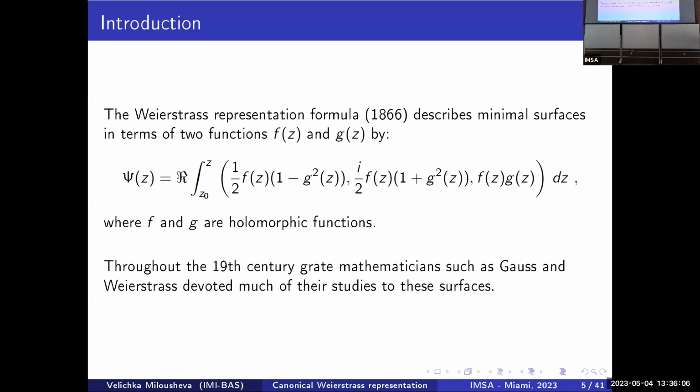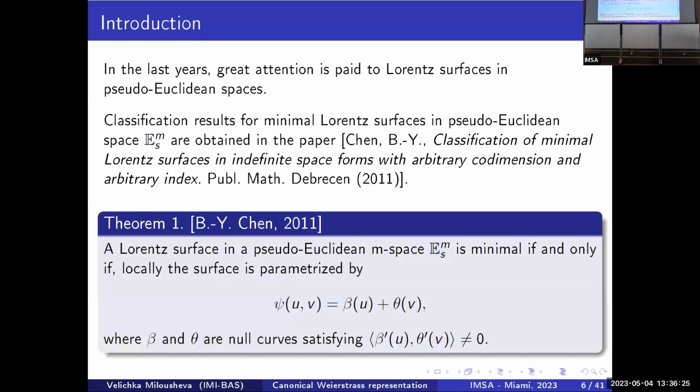So throughout the 19th century, great mathematicians such as Gauss and Weierstrass devoted much of their studies to these surfaces. But also in the last 2 centuries, many other mathematicians studied minimal surfaces in real space forms. And in the last years, great attention is paid to Lorentz surfaces in pseudo-Euclidean spaces with different signature, since pseudo-Riemannian geometry has many important connections with physics and applications in physics.